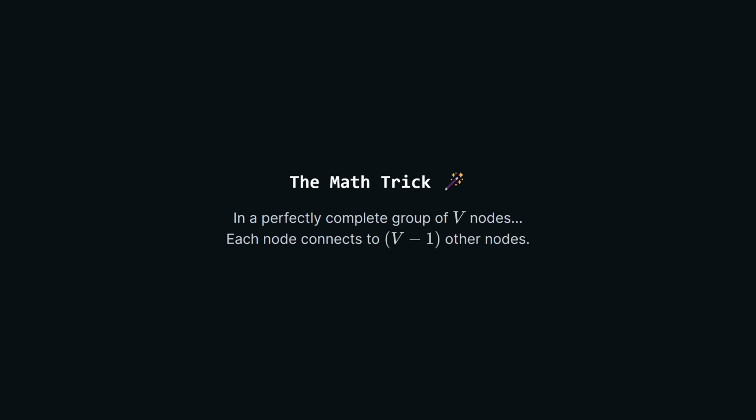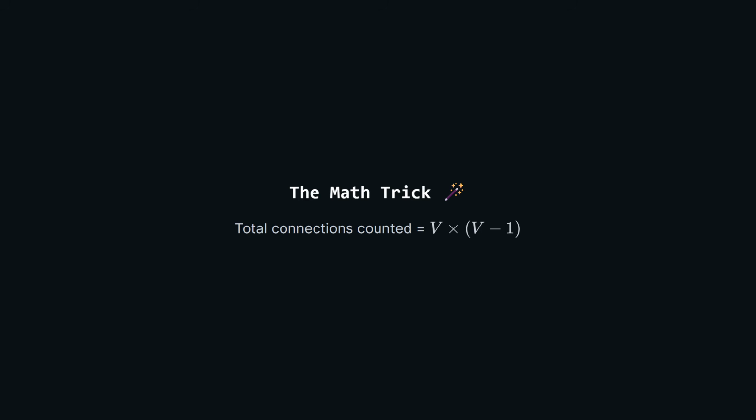If an island is perfectly complete, and it has a total number of nodes, which we will call V, then every single one of those nodes must be connected to exactly V minus 1 other nodes. Because our graph map lists connections going both ways, if we add up all the connections for every node in the island, the grand total should equal the number of nodes, multiplied by the number of nodes minus 1.